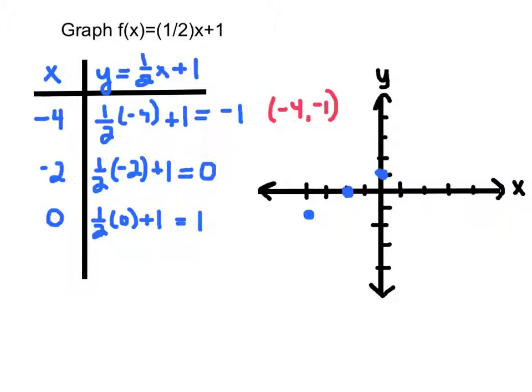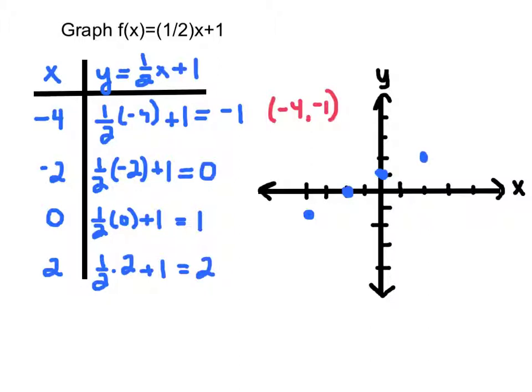And I'm going to pick just maybe one more point that's going to help me go ahead and create this graph. I'm going to go on over to where x is equal to 2. And so 1/2 times 2 plus 1. 1/2 times 2 is going to give me 1. 1 plus 1 is equal to 2. And I have the ordered pair 2, 2.